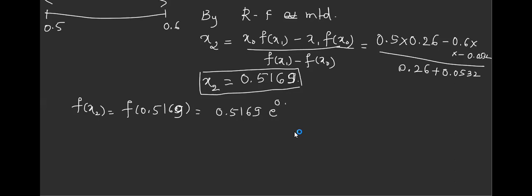e raised to 0.5169 minus cos of 0.5169. Do the calculation fast. The x2 value is 0.5165, ma'am. That's why I told you 0.5165. Confirm, all of you: 69 or 65? Ma'am, 69. Okay, 69.